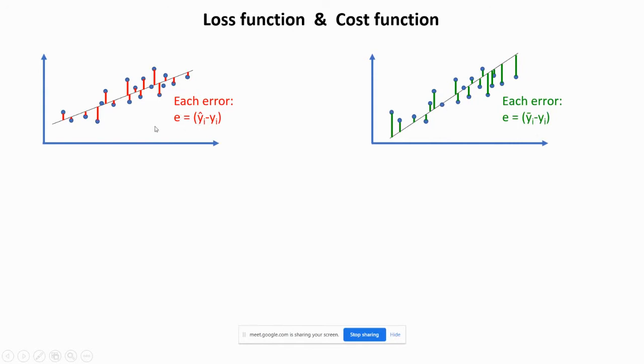Error 1 equals y hat. Suppose I am referring to all the values in this line as y hat and all the values in this line as y bar, and all my original values as yi. So y hat 1 minus y1 is the error associated with your first data point in this configuration, in this line. Whereas in this line, your error 1 is larger than the previous case. Here your y bar 1 minus y1 is your error 1 associated with this line.